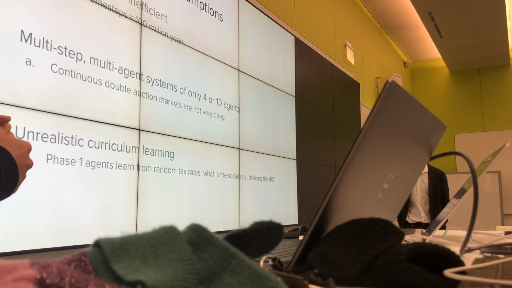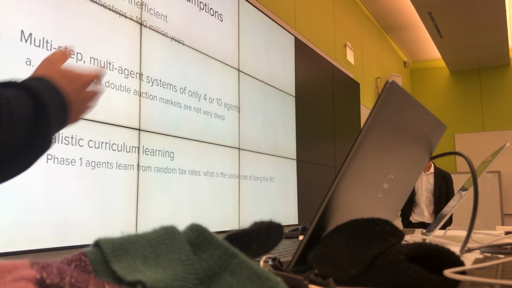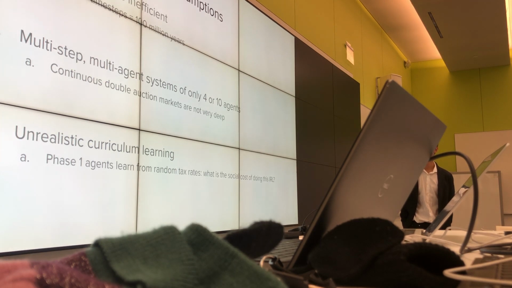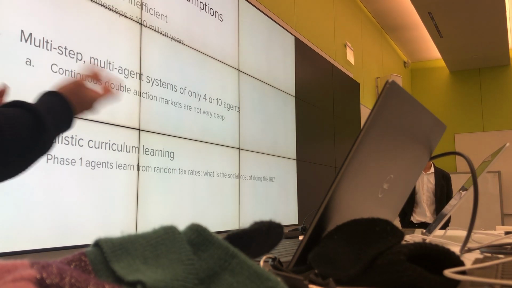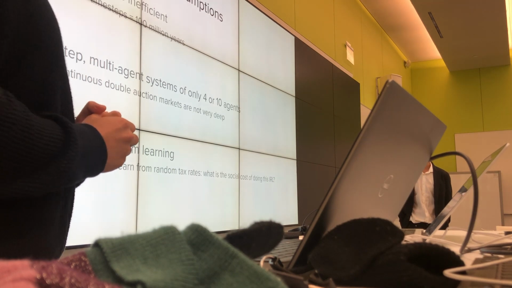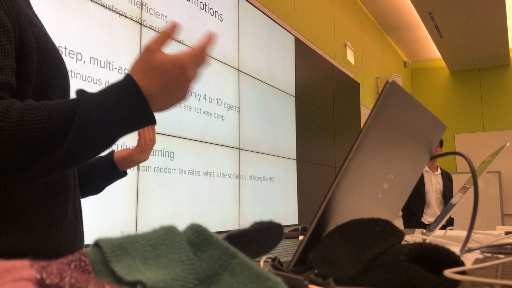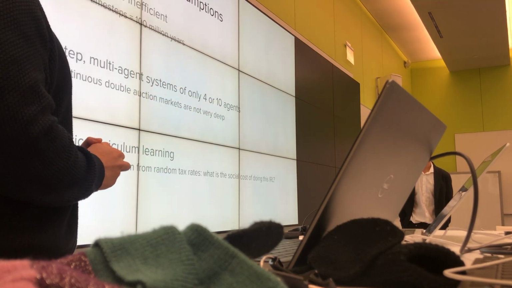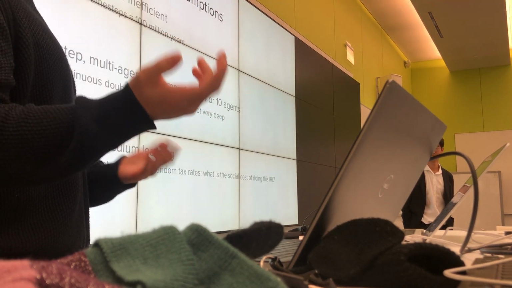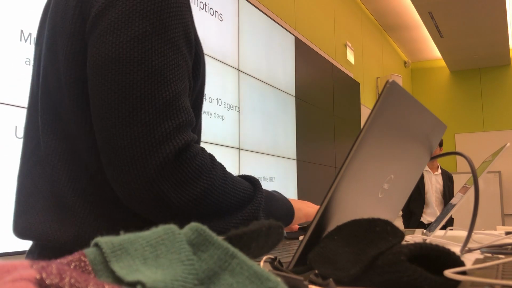And then the last part, we'll talk about what this strategy actually is, but they have a somewhat unrealistic curriculum learning where the agents, in addition to just learning this free market, eventually learn in a state where they're being thrown random tax rates, and that's unrealistic, and there's also an additional social cost with that.